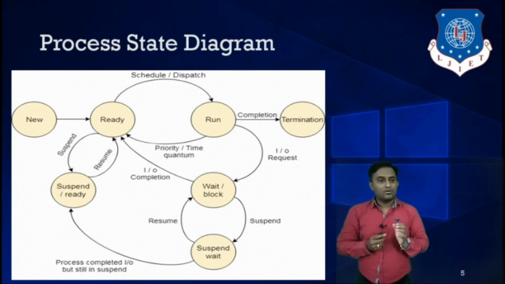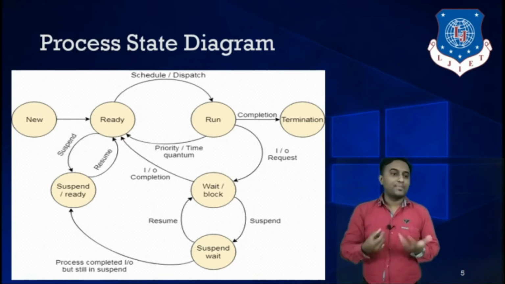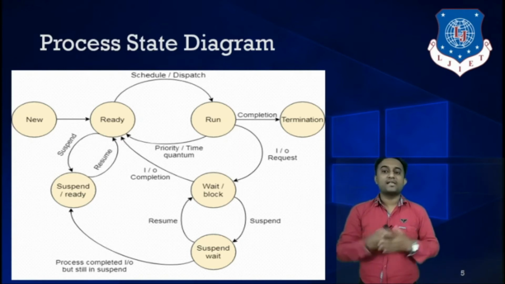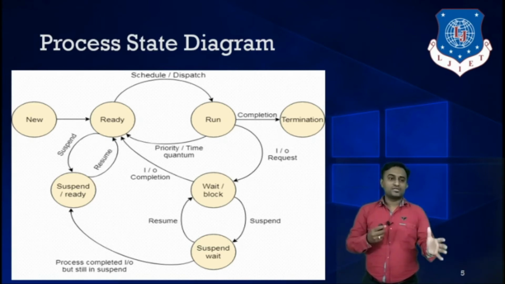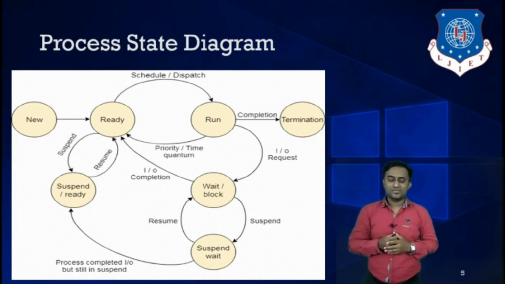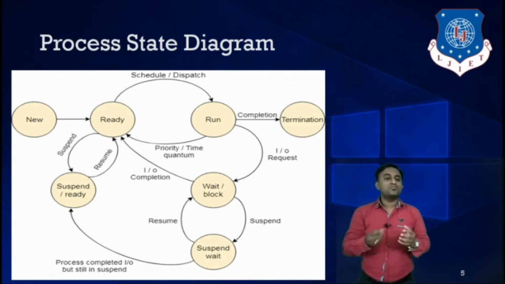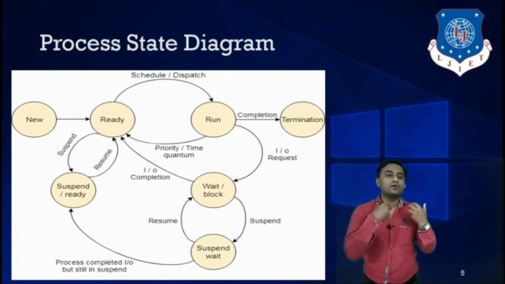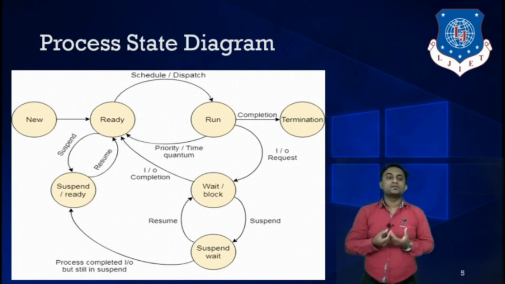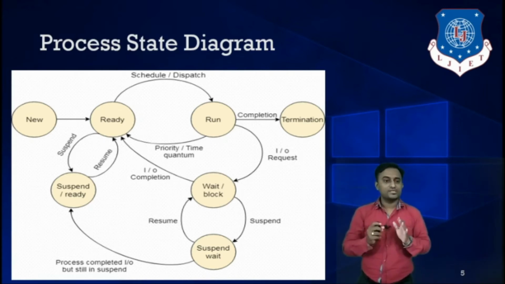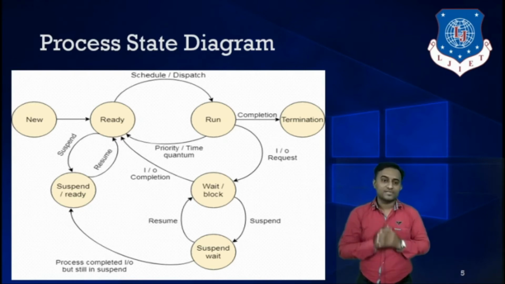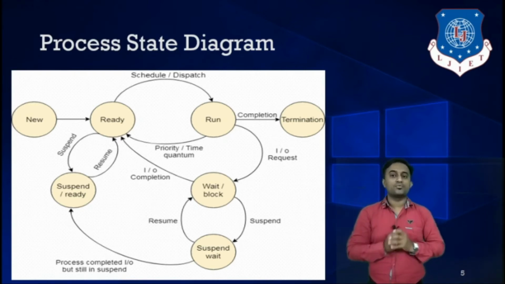Once everything happens smoothly, only 4 states are required as far as process execution is concerned: the new state, the ready state, the running state, and the terminated state. If somebody asks you how many minimum states are required for process execution, you can tell them the minimum states are new, ready, running, and termination. These 4 states are the minimum required to execute a process.